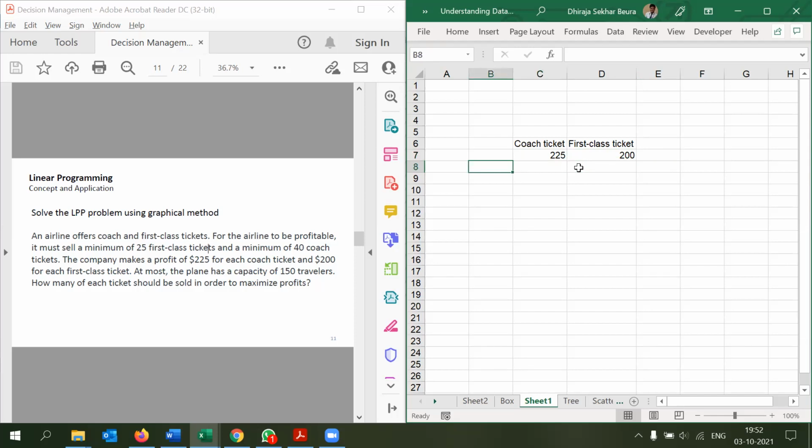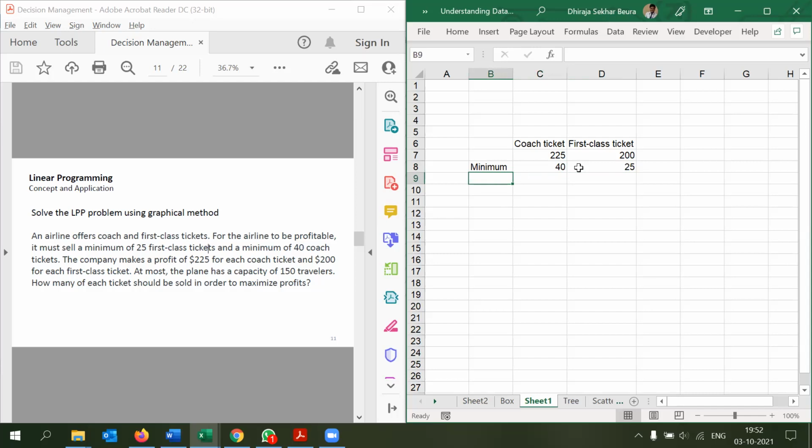Now, one more thing. Sorry, my bad. What was the minimum amount of coach tickets, and what was the minimum amount of first class tickets? 25 for first class. 40 for coach. You had it the other way. Correct, so 40 for coach and 25 for first class. You're right, I have to write it the other way out. So the minimum is 25 for first class and 40 for coach.